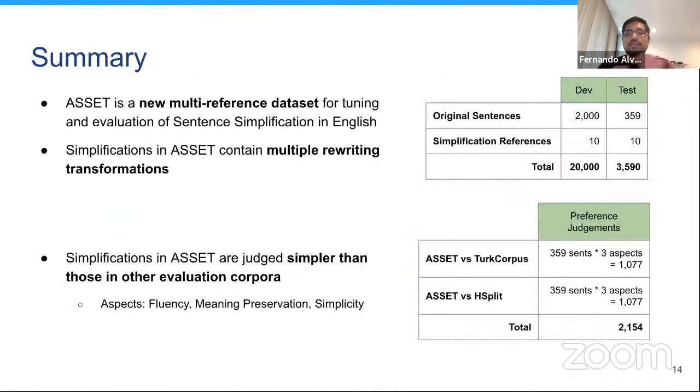So to summarize this first part, we created a new data set, which is called Asset. It's a multi-reference data set for simplifications in English, where the references were produced using multiple operations, such as lexical paraphrasing, compression, and splitting. Simplifications that are multi-operation are judged as simpler than those in other corpora, than those that are single operation only, specifically for simplicity.